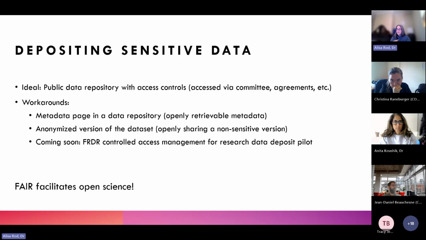Right now, we have some workarounds, like creating an empty page on a data repository. You don't upload the data, but you have a page that fully describes the data set, and then you have information about how someone could request access to the data outside of the repository. Or another workaround is sharing a fully anonymized version of the data set openly.